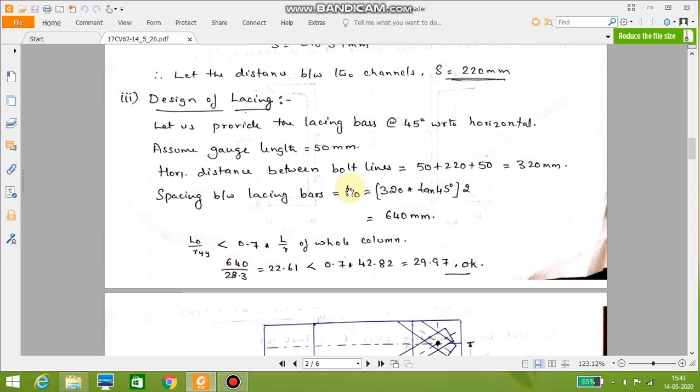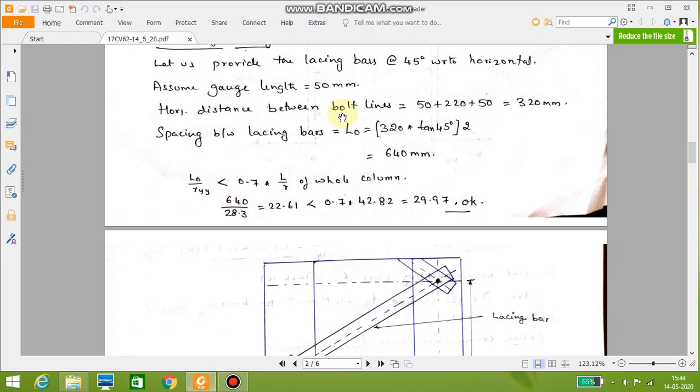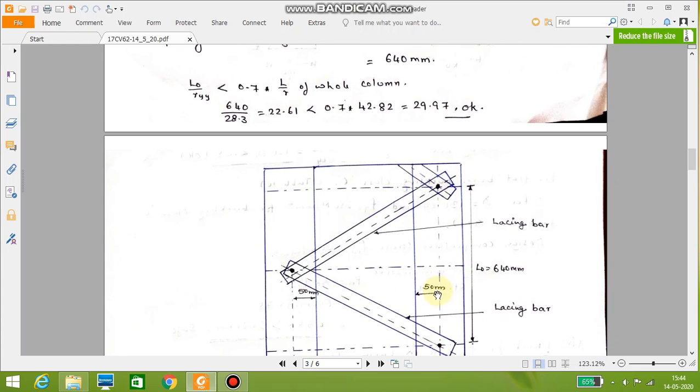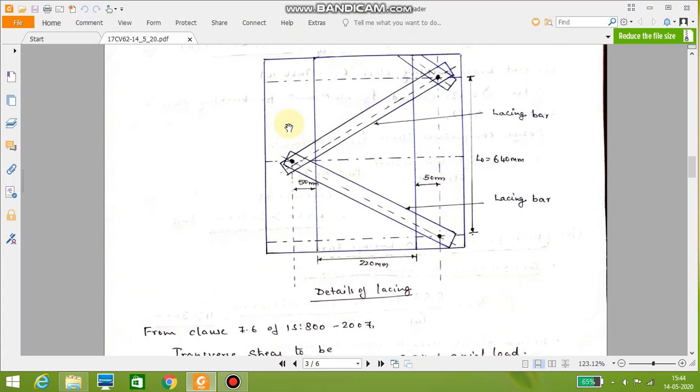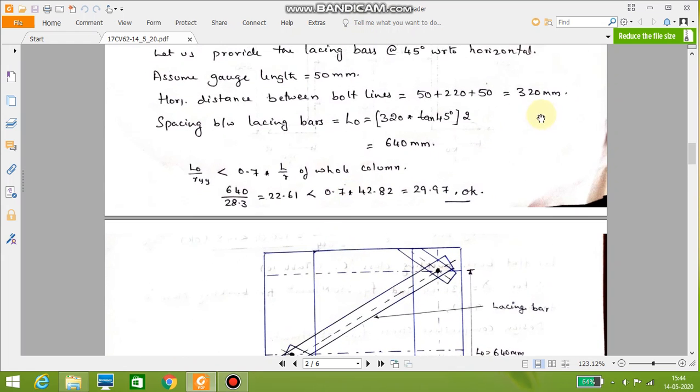In the third step, we have to do the design of lacing. The design of lacing is very important. So let us provide the lacing bar at 45 degree to the horizontal. In the clause it is given, you can take from 40 to 70 degree. Usual practice is to take the 45 degree. Let us assume a gauge length of 50 mm. The horizontal distance between the bolt lines, these dotted lines are bolt lines, this one and this one. The distance is 220 plus 50 plus 50, it is 320 mm.